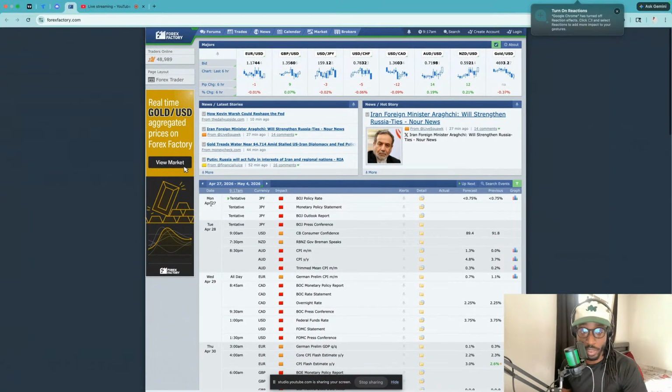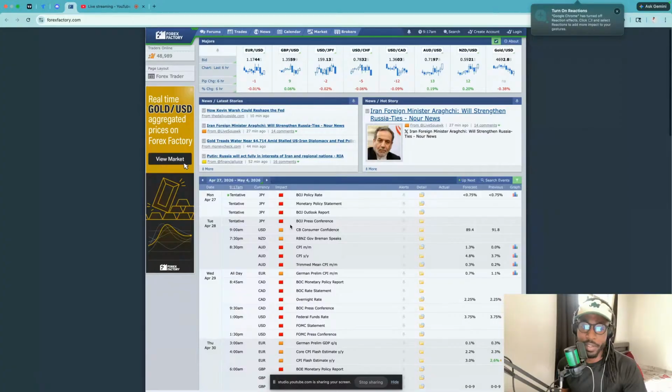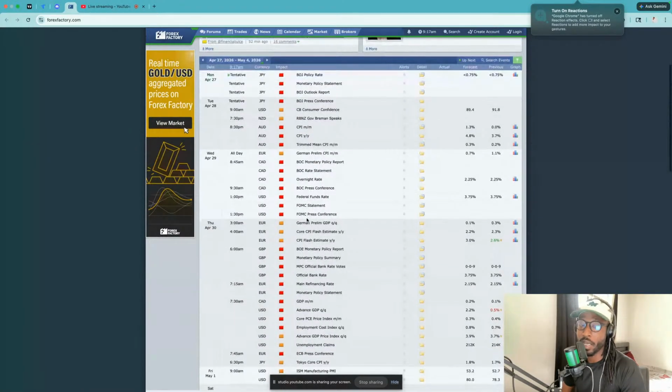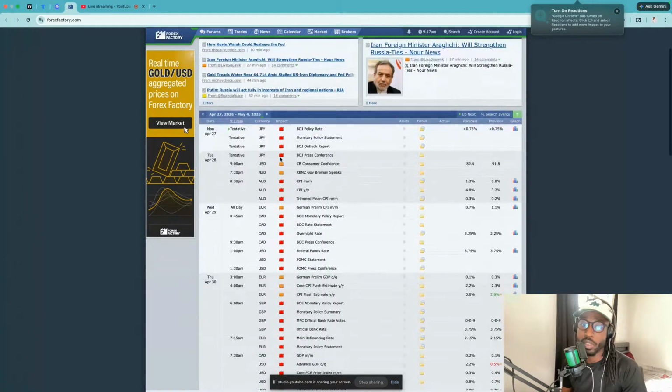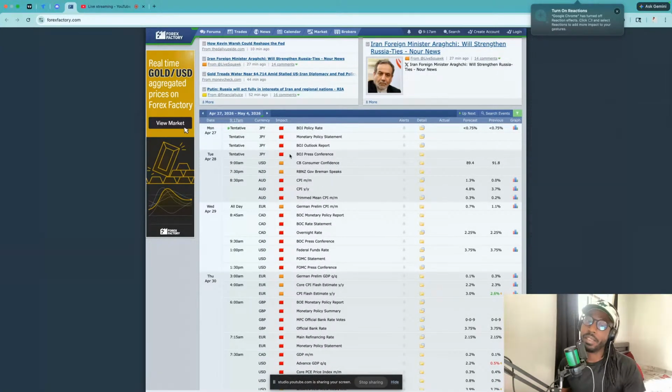Today is Monday, the 27th. You have yellow folders, orange folders, red folders. Right now I have my site tailored to filter only orange and red folders, which are the high impact news events.